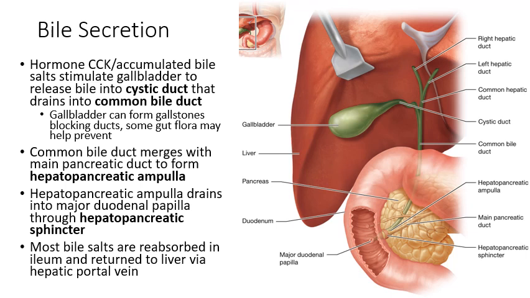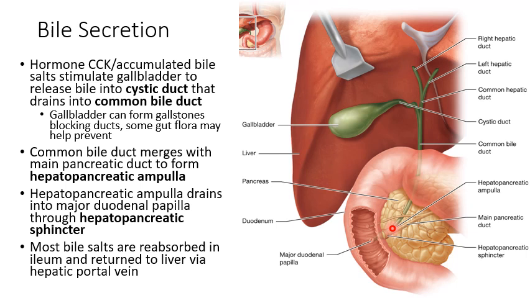When the bile is released, it's going to travel along the cystic duct from the gallbladder. The cystic duct then merges with the common hepatic duct to form the common bile duct. So the bile is going to drain into that common bile duct, and that's going to carry it most of the rest of the way to the small intestine.